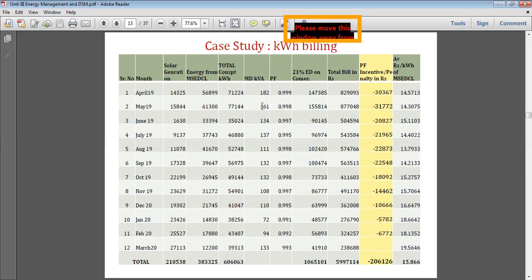The fixed capacitor is only 4 kVAr, which is used for the compensation of the transformer. Electricity duty, because it is considered a commercial connection, therefore we have to pay 21% electricity duty, total electric bill, and power factor incentive. The minus sign indicates there is an incentive, and a plus sign means it is a positive value, then it is a penalty.